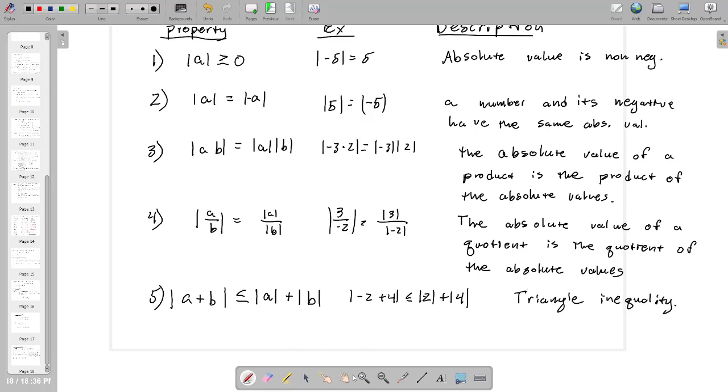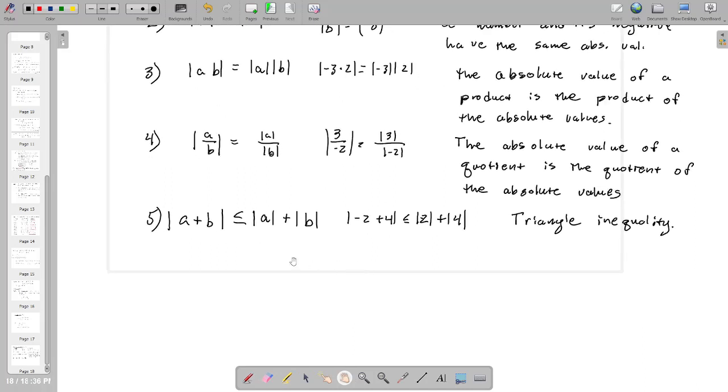Now I want to show you how this one works, because this one's kind of neat. And it's called the triangle inequality for a reason. Absolute value of a, absolute value of b. Now we know that this is going to be less than or equal to the absolute value of a plus b. And we can see that because this length plus this length is always going to be longer than the diagonal.